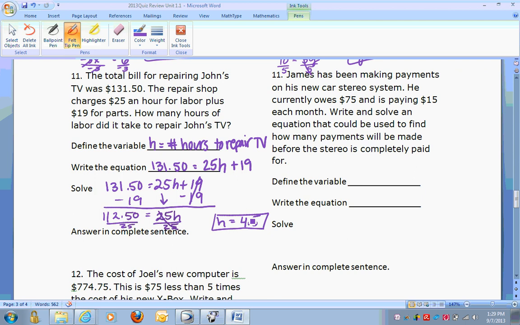So now they want us to answer the incomplete sentence. So this H equals 4.5 means it took 4.5 hours to repair John's TV.